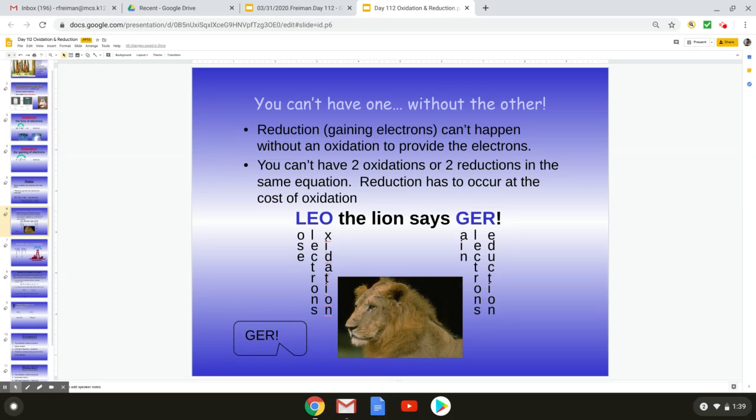So there's a saying, Leo the lion says grr. In class, I have a little button I hit and the lion roars and everyone jumps out of their seats, but you're just watching it here and it doesn't do the same thing. Leo the lion says grr.